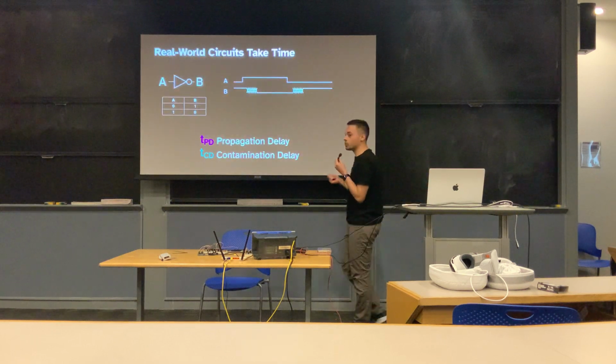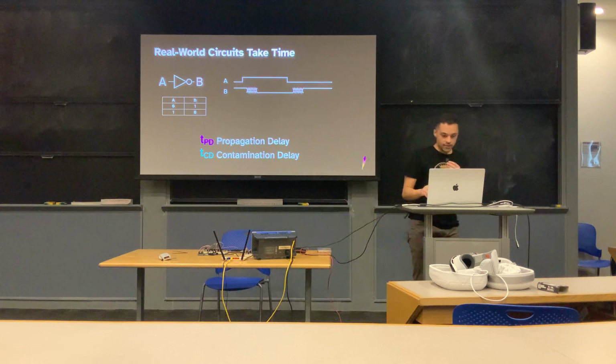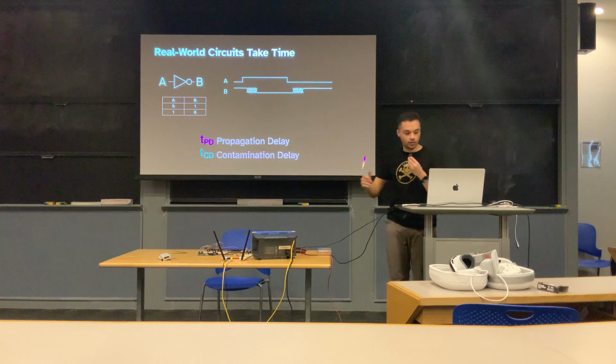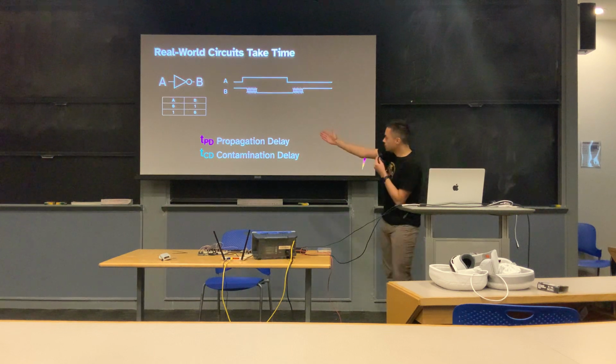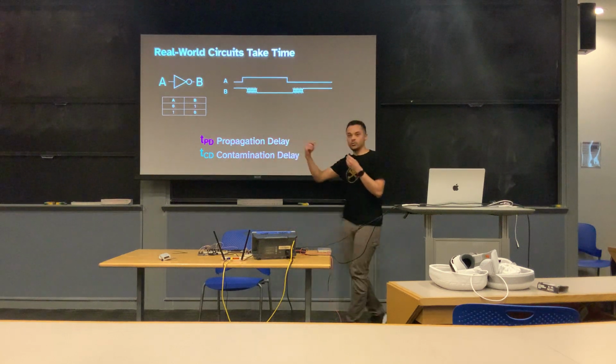Another thing is that real world circuits take time. Unfortunately, they're not instantaneous. So let's revisit really quickly the ideas of propagation and contamination delay for 004. Here we have an example inverter. A goes through an inverter and becomes B: 0 goes to 1, 1 goes to 0.